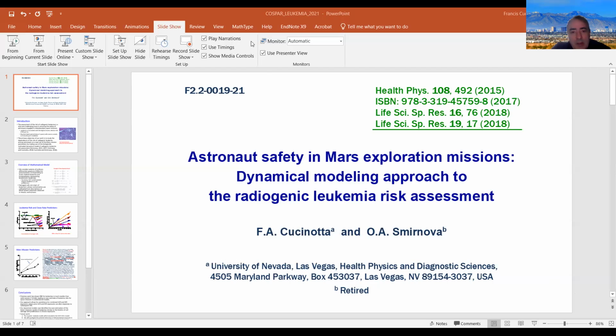Good morning. So today we're going to talk about leukemia risks for a Mars mission, and we're using a dynamical approach, which differs from the conventional approach. I'll mention that in a second. And this is a collaboration with Dr. Olga Smirnova, who's retired in Moscow, Russia, and myself at University of Nevada, Las Vegas.